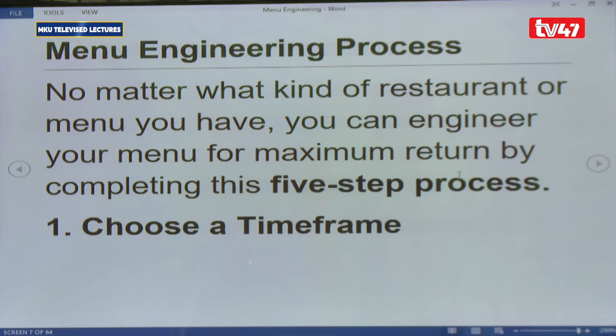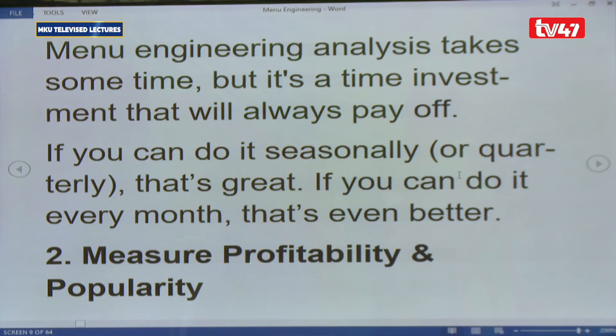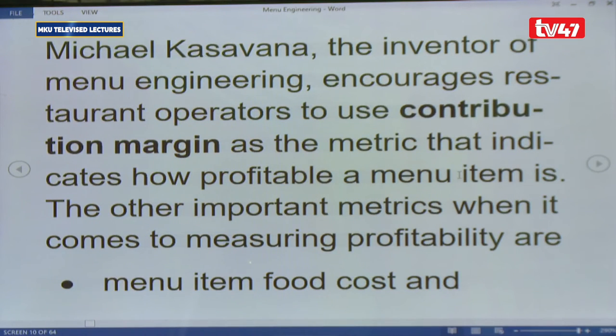Step number one is you choose a time frame. The goal here is to redesign your menu and shuffle around different items on the page, and these are meant to ensure that it becomes most profitable. So you need to look at the time period that you're going to be using, and figure out when you will realistically be able to do it. Upon deciding on the time, the task is to measure profitability and popularity of your menu items.